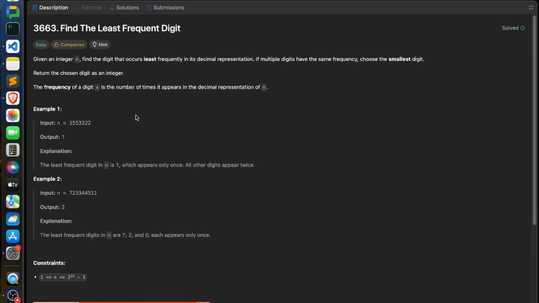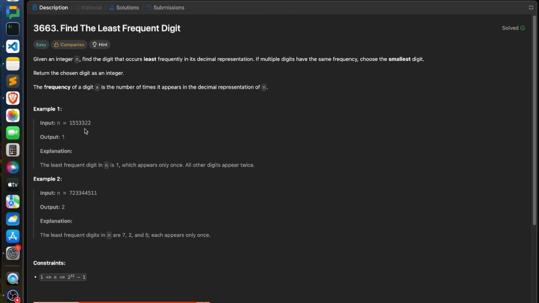Today we will discuss the problems asked in today's LeetCode Biweekly Contest 164. So let's start with the first problem. It says you are given an integer n. You have to find the digit that occurs least frequently in the decimal representation. And if there are multiple digits with the least frequency, you have to find the smallest digit.